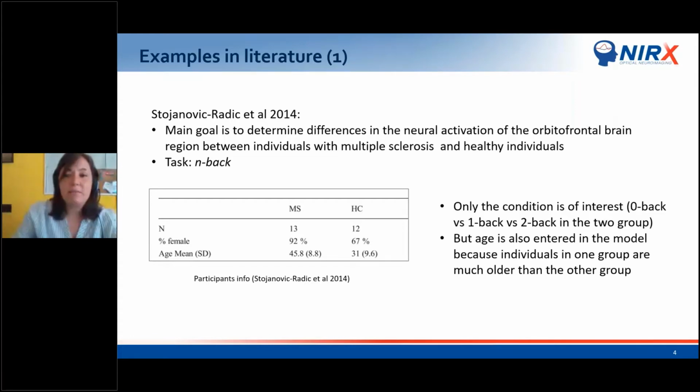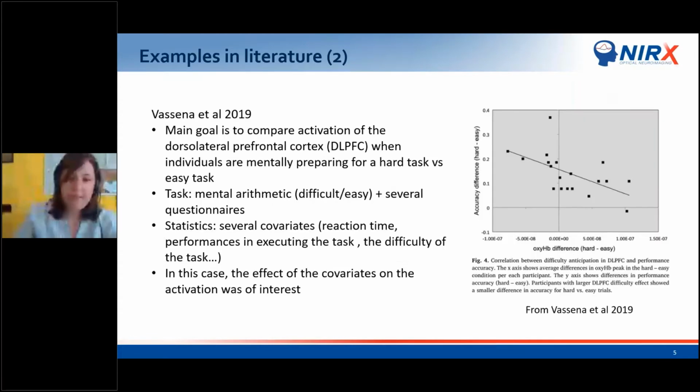Another case, this is not the only meaning of covariate, as I said. In another study that I selected from Vassina and colleagues from last year, they wanted to compare the activation in the dorsolateral prefrontal cortex when individuals were presented with, basically, they were warned beforehand whether the task was going to be easy or difficult, and so they wanted to investigate the correlates of anticipation of difficulty.